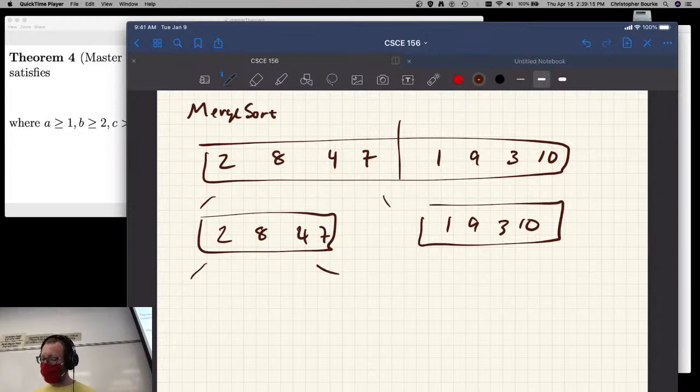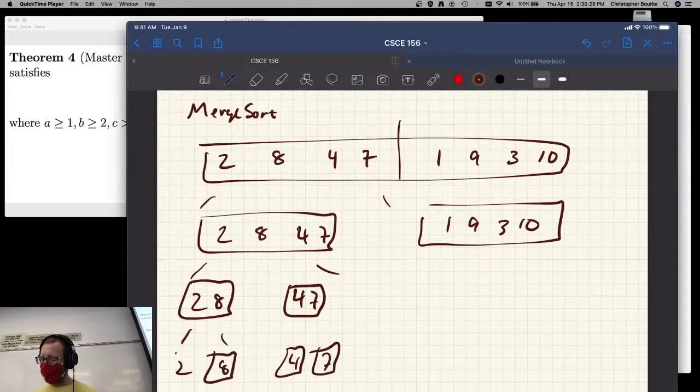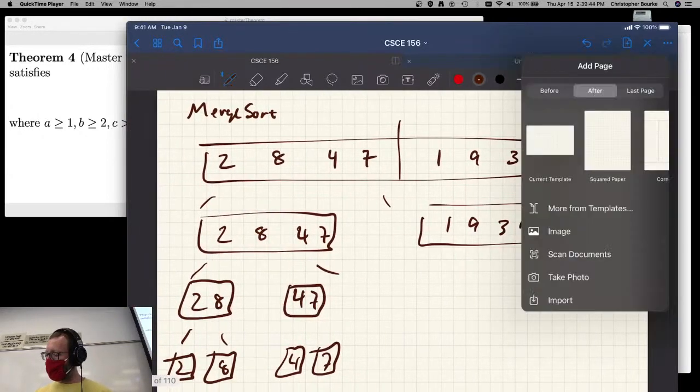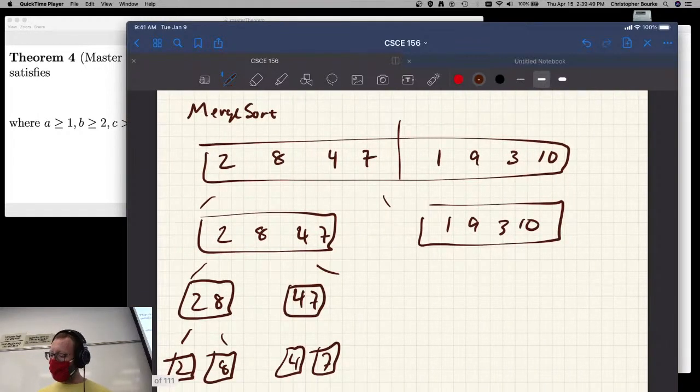There's nothing to stop us from going further. Let's divide this further into 2, 8 and 4, 7. And let's go one more step, so that everything is an array of size 1, and I won't do the right-hand side. What can you say about an array of size 1? By definition, it's sorted, right? So now let's go back up in our recursion. I'm going to fast forward all the way up to, we've already sorted this half and we've already sorted this half. We just need to merge them together.